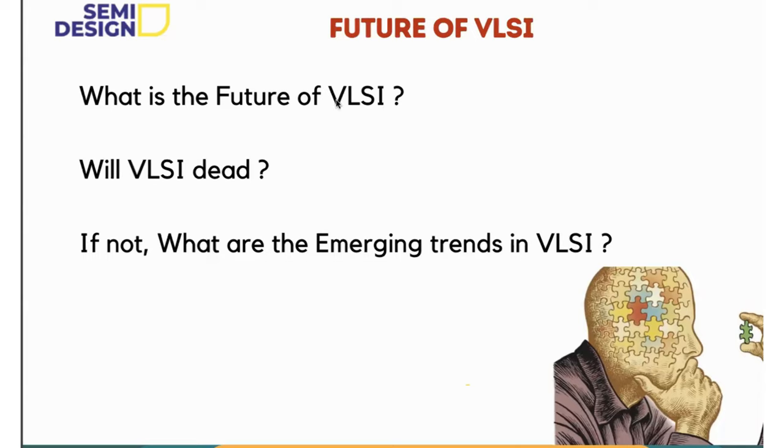AI chips. Already you are seeing ChatGPT, right? That is one of the applications of AI. So slowly it is improving. The technology is improving slowly. So that would collaborate with VLSI purely, in the next coming years. So we'll see what the technologies are in depth.